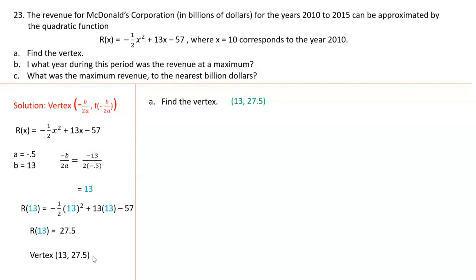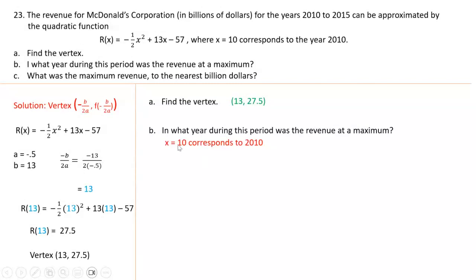Now for part B, hey guys, once you find your vertex, you already have the solutions for parts B and C. For part B, the answer will be the x part of the vertex. And part C will be the y part of the vertex, the maximum revenue. But they don't want 13. They're saying in what year? If x equals 10 corresponds to the year 2010, then x equals 13 corresponds to the year 2013. So the answer is in 2013, the revenue was at a maximum.